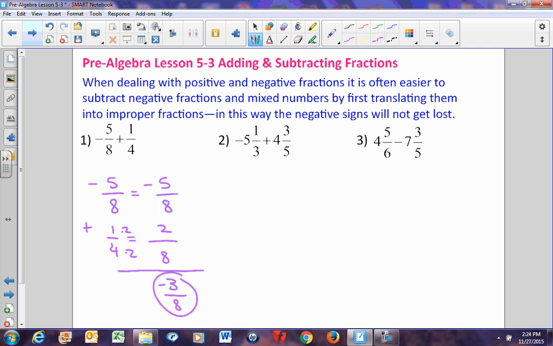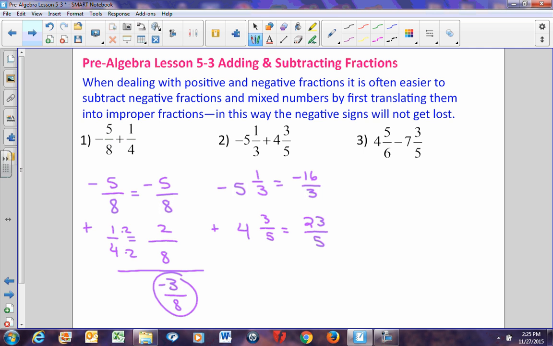So, number 2 here, negative 5 1/3 plus 4 3/5. I'm going to change both of these into improper fractions because I don't want to have to deal with this negative sign, because borrowing is going to get really ugly with the negative. So I have negative 5 1/3, and I'm going to add to that 4 3/5. But I'm going to change them both to improper fractions first. So that's going to be 5 times 3 is 15 plus 1 is 16, so it's negative 16/3. And over here, 4 times 5 is 20, plus 3 is 23, so I have 23/5.